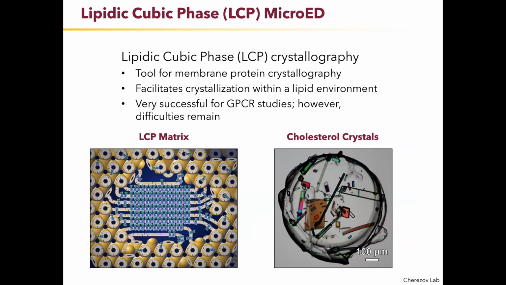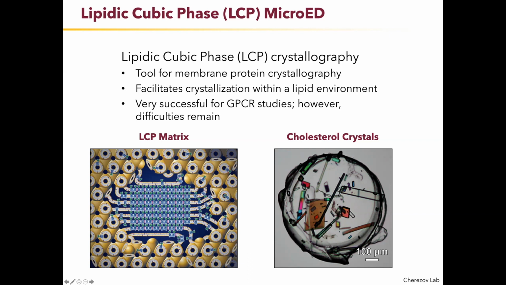And that's to try to extend MicroED to be able to look at crystals that are grown in lipidic cubic phase. If you're not familiar with lipidic cubic phase, it's a great tool for membrane protein crystallography. It helps proteins crystallize in a lipid environment. And one of the big targets that has been used with LCP has been GPCRs, which are a very important class of proteins. As you can see here, there's this LCP matrix. So you've got this continuous bilayer where the proteins can diffuse and crystallize within the LCP matrix. And you get something that looks like this. These are cholesterol crystals, so not a membrane protein, but you can get these crystals growing inside the LCP matrix, which you can see is right here.